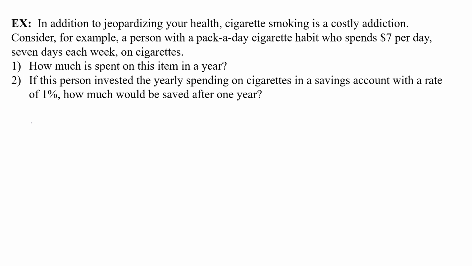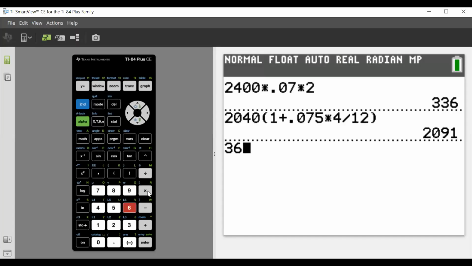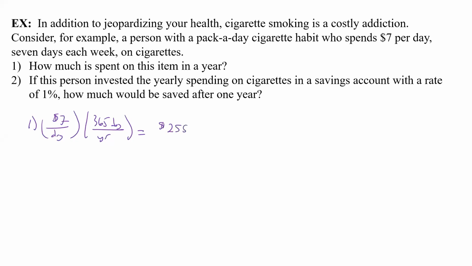All right, well, we're going to have $7 per day. How many days are there in a year? Well, there's 365 days per year. So we multiply those two together. So it's going to be 365 times 7. So that's going to be 2,555. So that's $2,555 per year. So that's how much they spend on cigarettes per year.